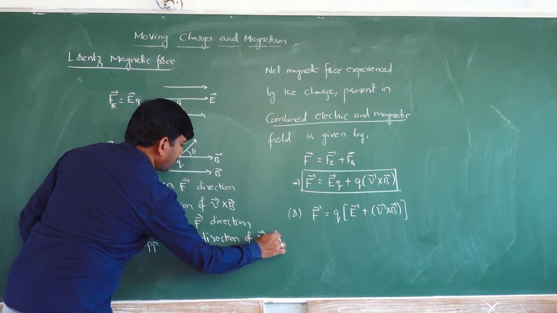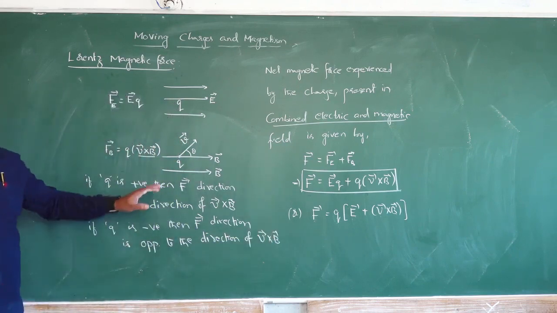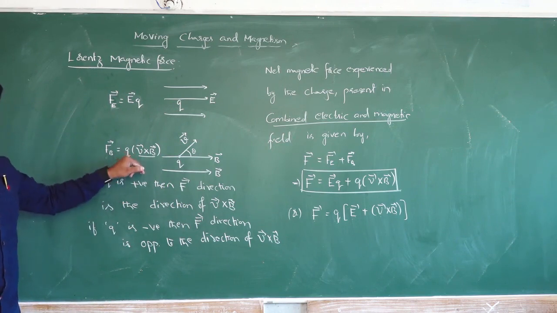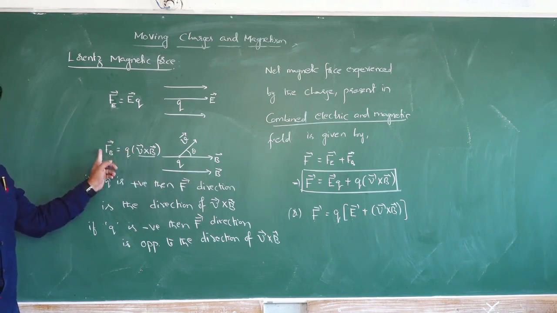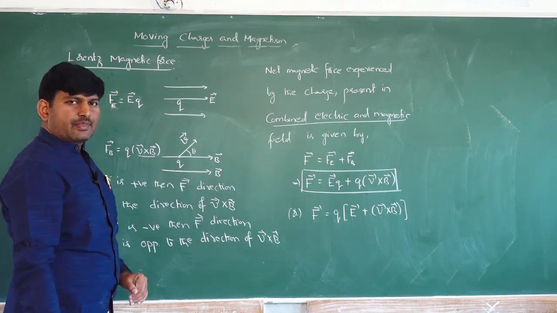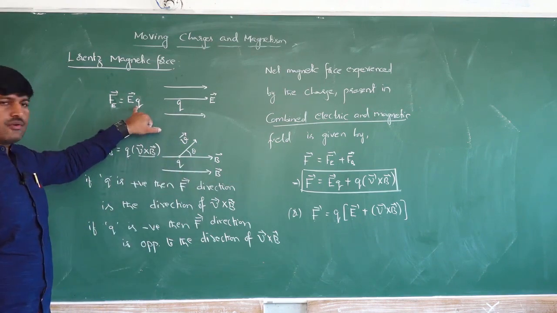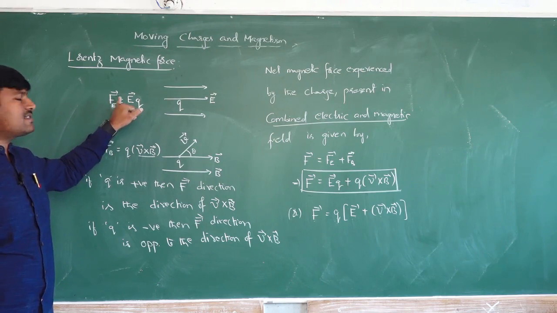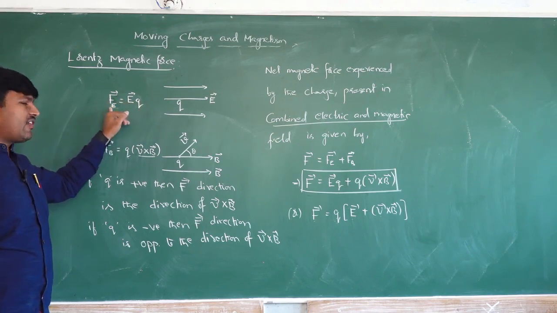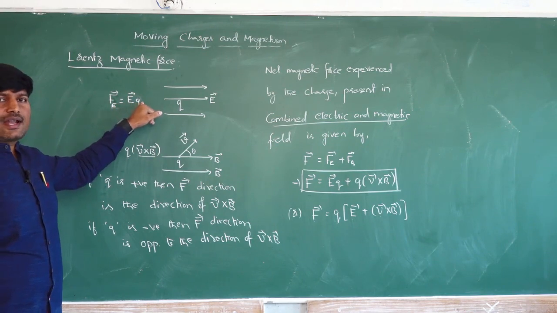Is it clear? This is one of the important points. Many times we have to use this in the competitive part of examination. If Q is positive, then the direction of magnetic force is nothing but the direction of V bar cross B bar. If Q is negative, the direction of magnetic force is opposite to the direction of V bar cross B bar. And here also, Q being positive, the direction of electric force is the direction of electric field. If Q is negative, the direction of F bar is opposite to the electric field direction.